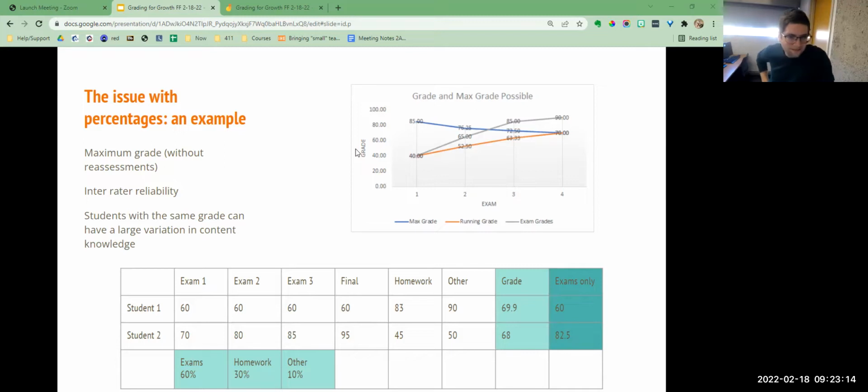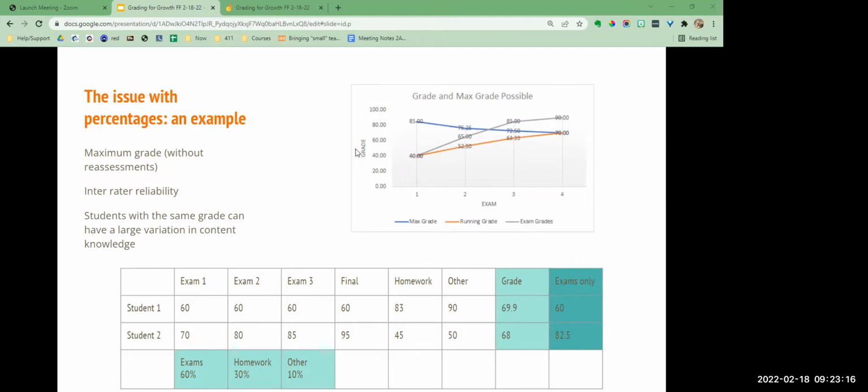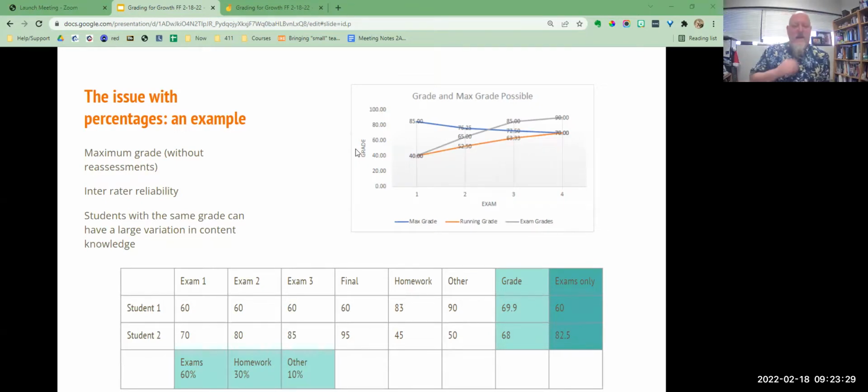Yeah, Priscilla? So what if student 2 did badly on their homework, then went to your office hours, you explained the homework, they understood it, and that's why they have higher exams, but not higher homeworks? What would you do in that situation?